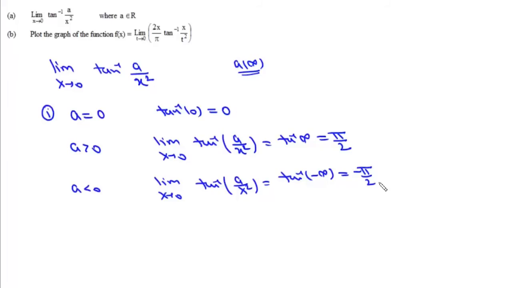So this limit will have three values depending on the value of A. If A is 0, then it will be 0. If A is positive, then it will be pi by 2. And if A is negative, then it will be minus pi by 2. Now it says, plot the graph of this function f(x), which is limit t tends to 0 of x upon pi into tan inverse x upon t square.